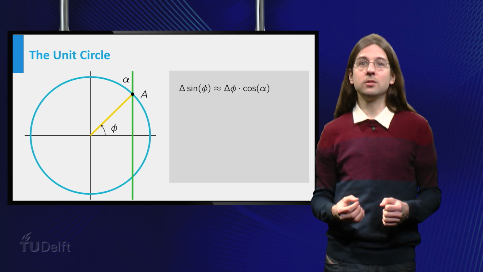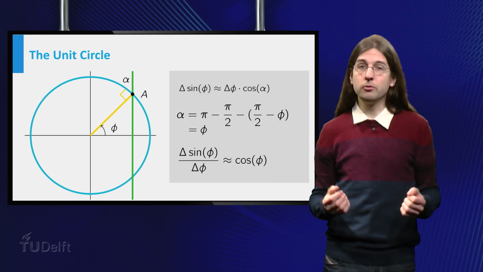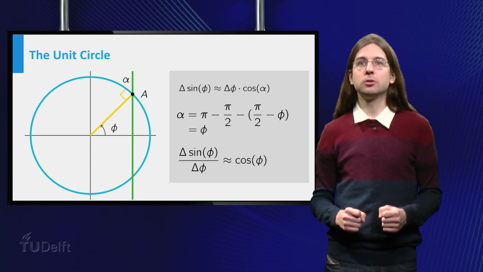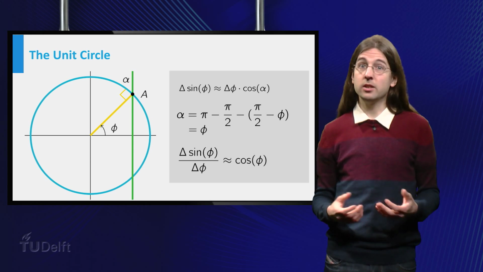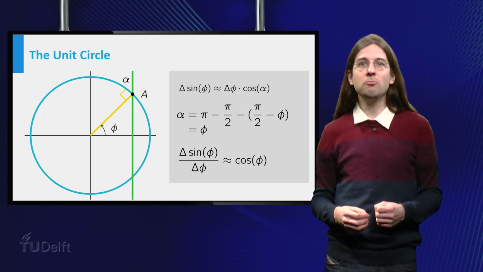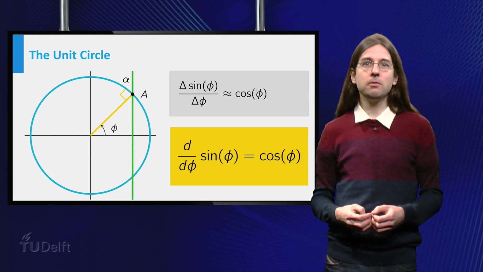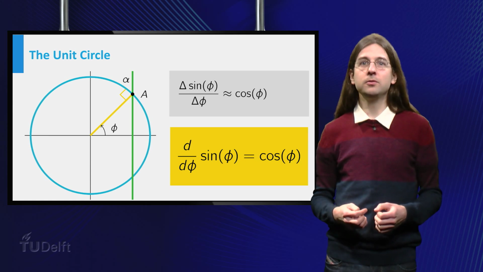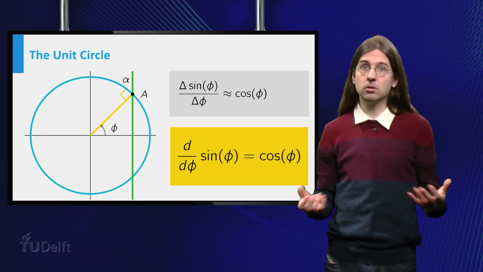Note that the tangent line to the circle is always orthogonal to the line from the origin. Moreover, the angle below A equals pi over 2 minus phi, so the angle alpha equals pi minus pi over 2 minus (pi over 2 minus phi), which equals phi. We conclude that the change in y-coordinate equals approximately delta phi cos phi. Plugging this in the definition of the derivative, we find that the derivative of the sine equals the limit of delta phi cos phi over delta phi, or the cosine of phi.